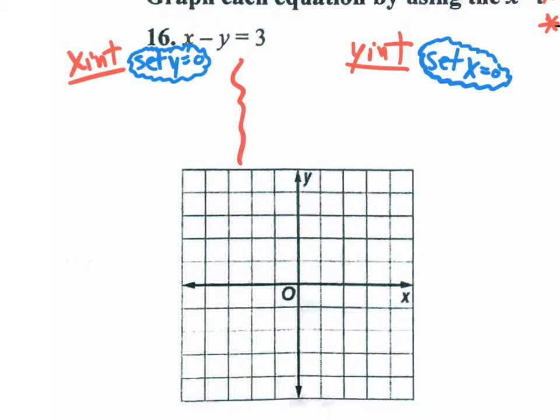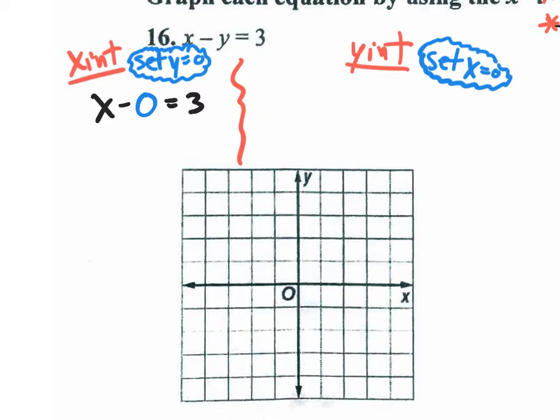So let's do this. For the x-intercept, I'm going to set y equal to 0. Here's my equation, x minus y equals 3. I'm going to write down x minus y, but we said we're going to set it equal to 0 equals 3. So when I have x minus y equals 3, but I put in 0 in place of y, it's going to be the simple equation x minus 0 equals 3.